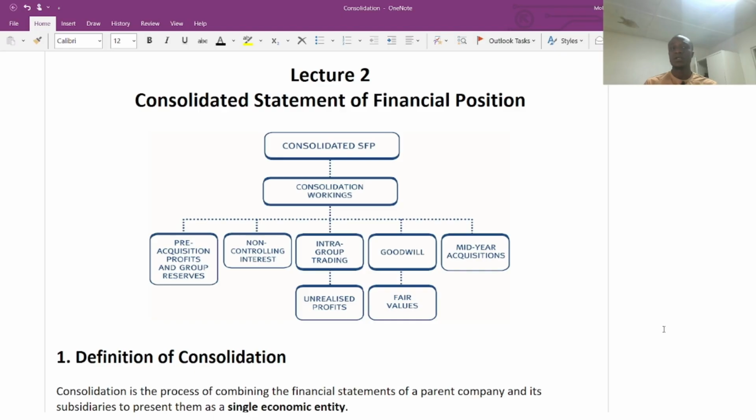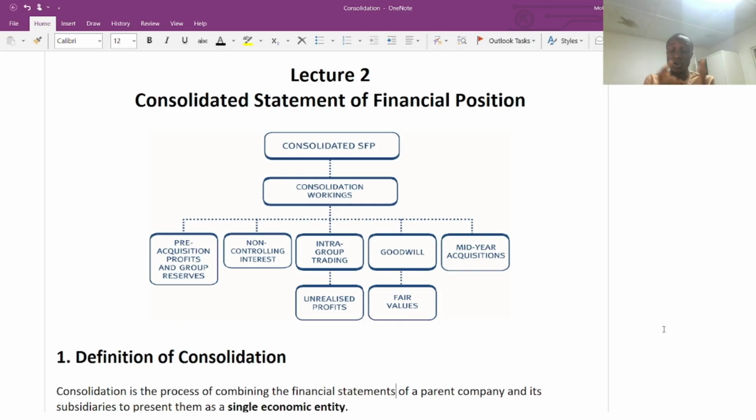Today, we are going to look at the Consolidated Statement of Financial Position. We have covered some key aspects in the previous lecture. So today, we are going to look at more complex areas that are very important for the understanding of the Consolidated Statement of Financial Position. Basically, we are going to look at the consolidated SFP, and the working, the 5 steps that you need to know before you prepare the consolidated financial statements.